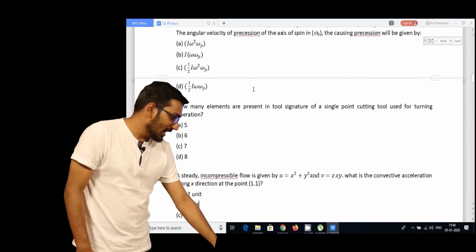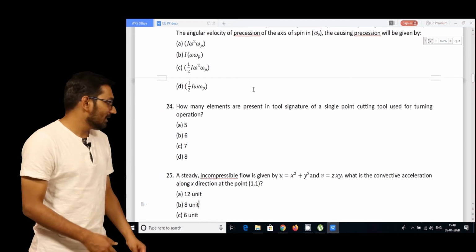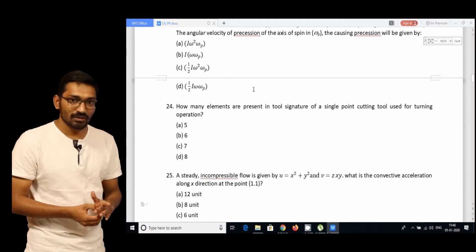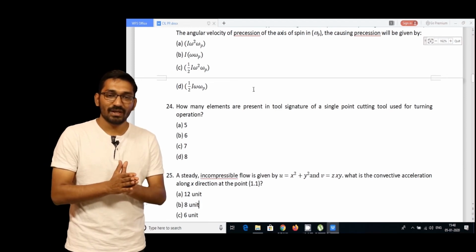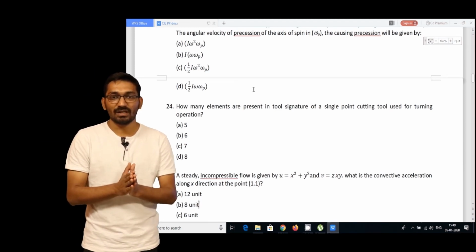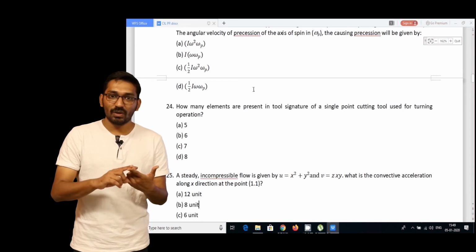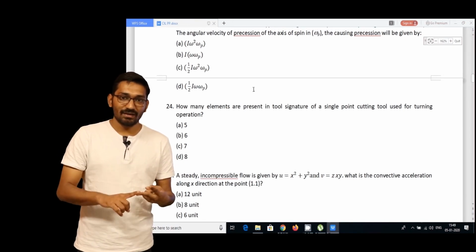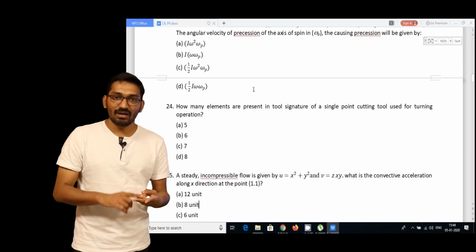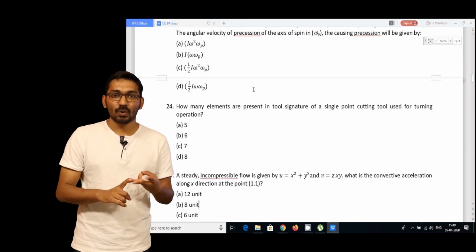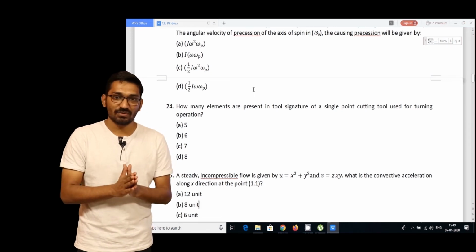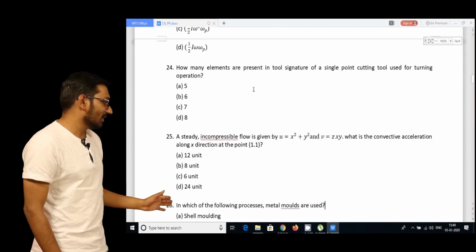In the next case, we have: how many elements are present in tool signature of a single point cutting tool? Right, how many tool signature? You all know there are 7 tool signature in the single point cutting tool: side rake angle, back rake angle, side cutting edge angle, end cutting edge angle, side relief angle, end relief angle, and the nose radius. These 7 are your tool signature. You must remember this. So the answer would be 7.